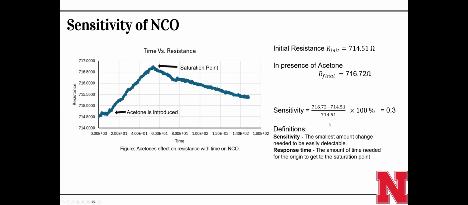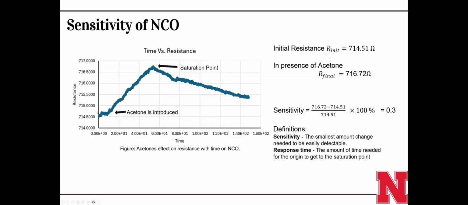Now, to find the sensitivity, you take your saturation point minus your origin, and you divide that by your origin, and you multiply it by 100%. That would give you your sensitivity, which in this case would be 0.3.